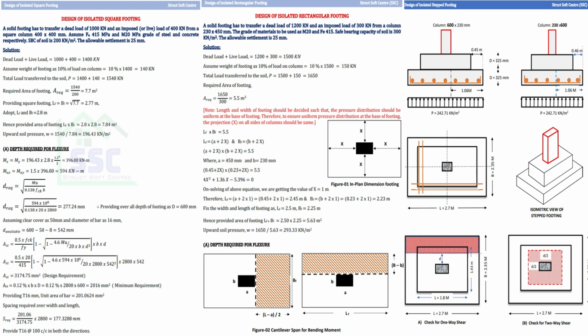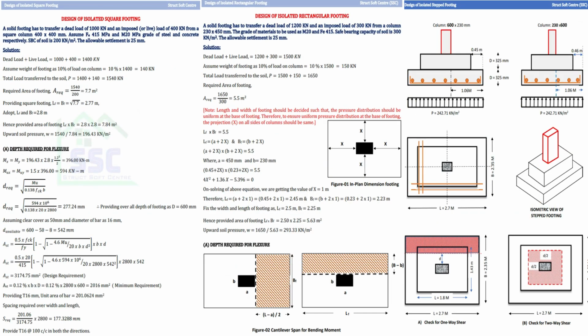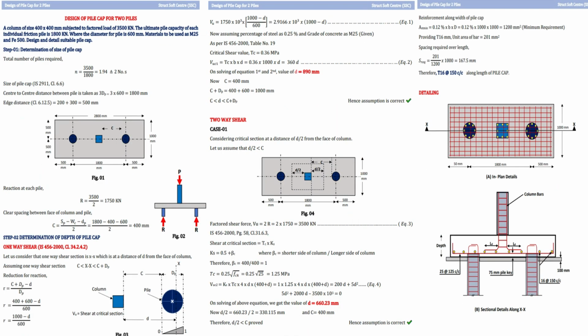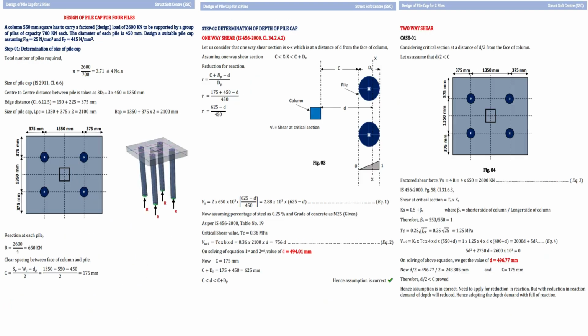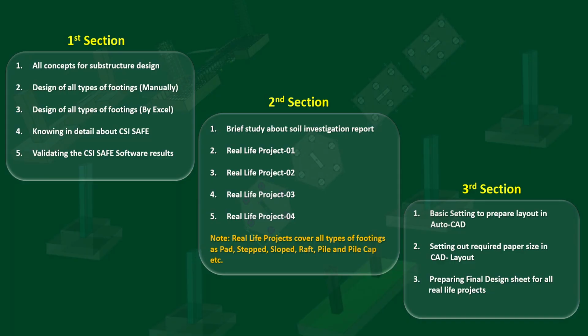So here we are going to cover all the different types of foundation manually: isolated foundation, square, rectangular, stepped footing, sloped footing, combined footing, strap footing, pile cap design, and pile design, with 2 pile, 3 pile, 4 pile and 6 pile. Every type of pile foundation and pile cap design we are going to look at in this training program in detail.